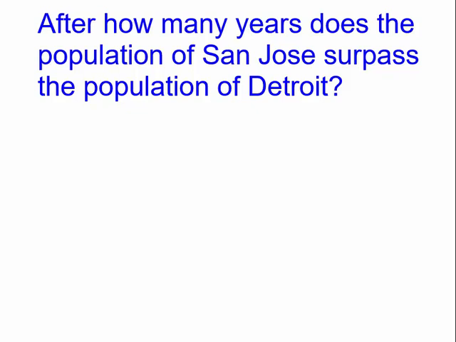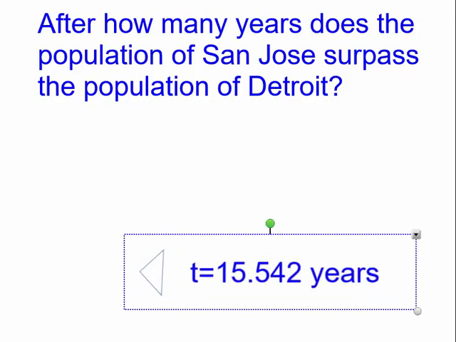A reasonable question to ask would be, hey, if San Jose was growing and Detroit was decaying, but Detroit started with a higher population, at what point would San Jose overtake Detroit in population? And you can try it out on your own on the calculator, type in those two equations, do calc intersect. You should find that after 15.542 years from the beginning, from t equals 0, is when those two cities would intersect in population.